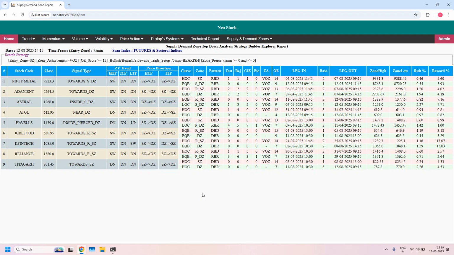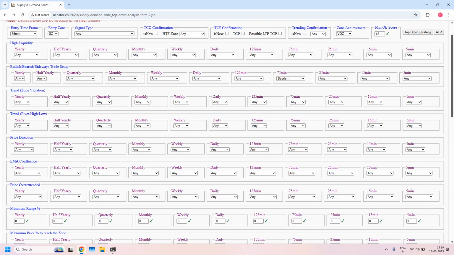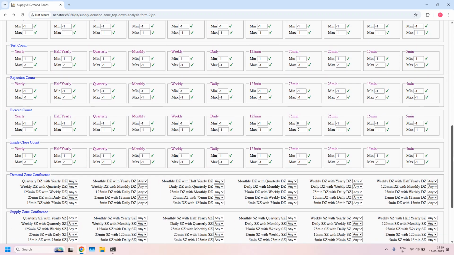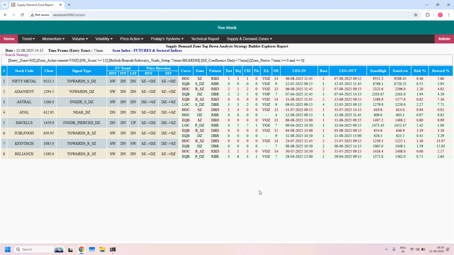How to find? So let us use different zone confluence and EMA confluence strategies that you learned in lesson 27. First strategy is LTF and ITF supply zone confluence. That is 75 minutes and daily supply zone confluence. By applying this filter on those 9 stocks, we got 8 stocks. In all the 8 stocks, all these 75 minute supply zones are overlapped with daily supply zone. And also daily trend, ITF trend is downtrend in all the stocks.